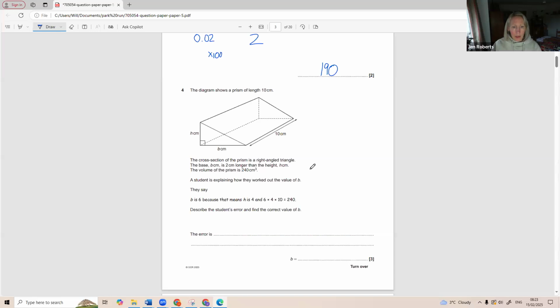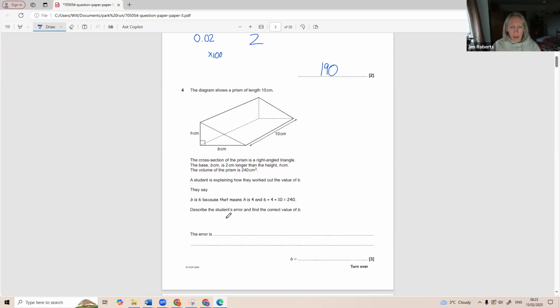Okay, so students explain how to work out the value of B. So they've done, we know the base is 2 centimeters longer than the height, and the volume is 240. B is 6, because that means H is 4. Well, that's 2 centimeters longer than this, so yes, that's true. And 6 times 4 times 10 is 240.